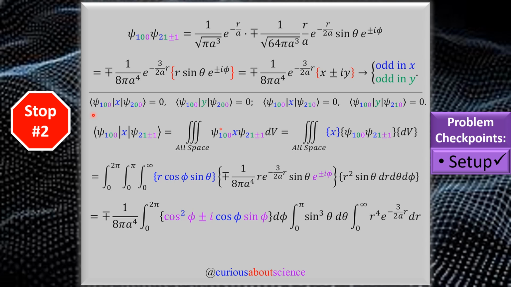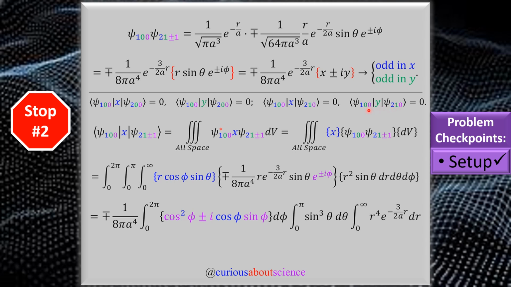Now that we've determined the evenness and oddness of the wave function products, we know that multiplying by the position vector, which is an odd function for each variable, results in odd integrands for the first two sets of states, and an even integrand for the last two, represented by the plus or minus sign indicating the states. Given this, we can confirm that the matrix elements with respect to x and y are 0. So ⟨100|x|200⟩ is 0, ⟨100|y|200⟩ is 0, then ⟨100|x|210⟩ and ⟨100|y|210⟩ are both 0. Well, that saved us a ton of time.